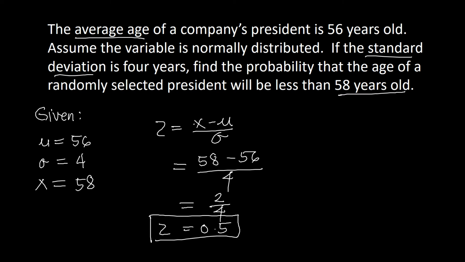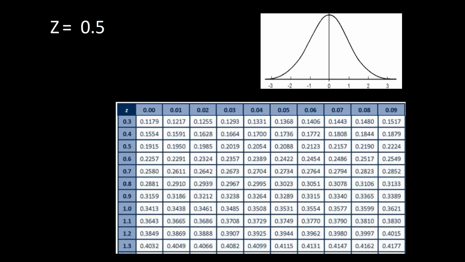What we are looking for here is the probability that the age of a randomly selected president will be less than 58 years old. So we are simply looking for the area where z is less than our x value of 58, which we converted to 0.5 as the z value. So we have the probability of z less than 0.5. Let's try to find that out.